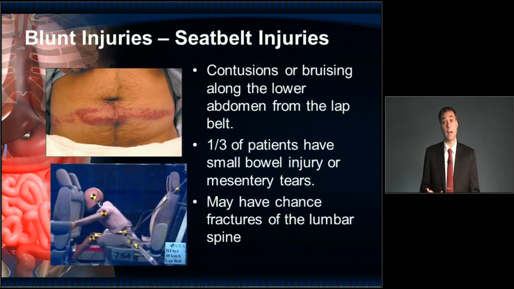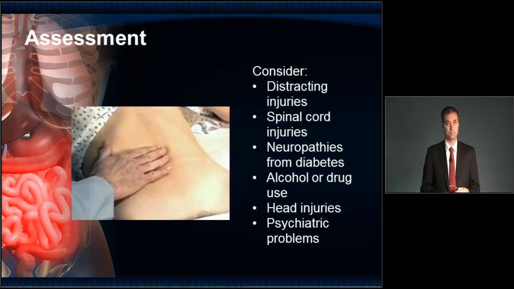And those patients are at a high risk of what I just talked about, the chance fractures or fractures of L1 to L3 as the ligaments are pulled in the lower lumbar spine as the patient folds forward during the incident. So anytime we see external trauma on the abdomen, look for mesenteric tears, small bowel injury, and fractures of L1 to L3 or chance fractures.